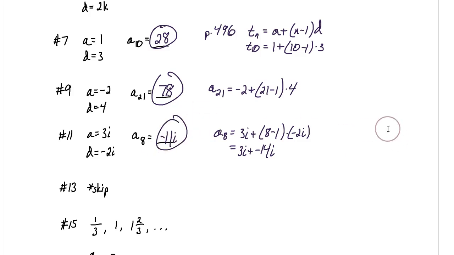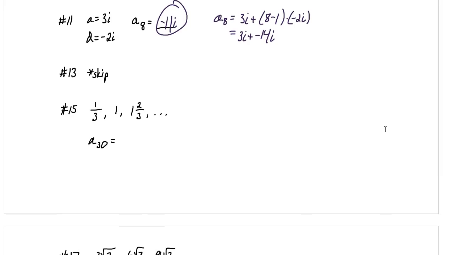Number 13, we're going to skip this one because it involves trigonometry, and we skipped the chapters about trigonometry this year. Number 15, we're given this sequence of numbers. We can see that our first number, a, is 1/3, and looking from term to term, we can figure out what d is. It looks like we're adding 2/3 each time.